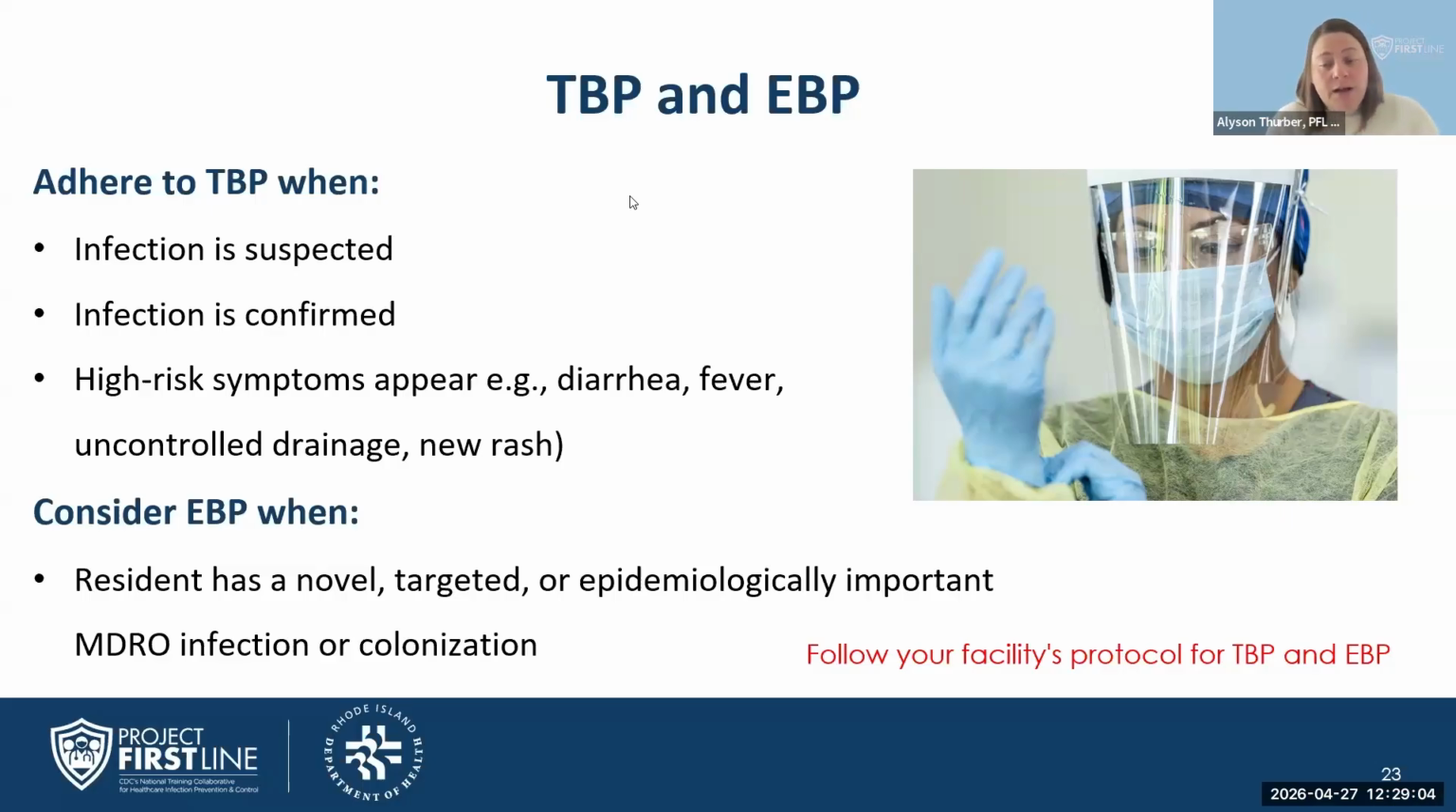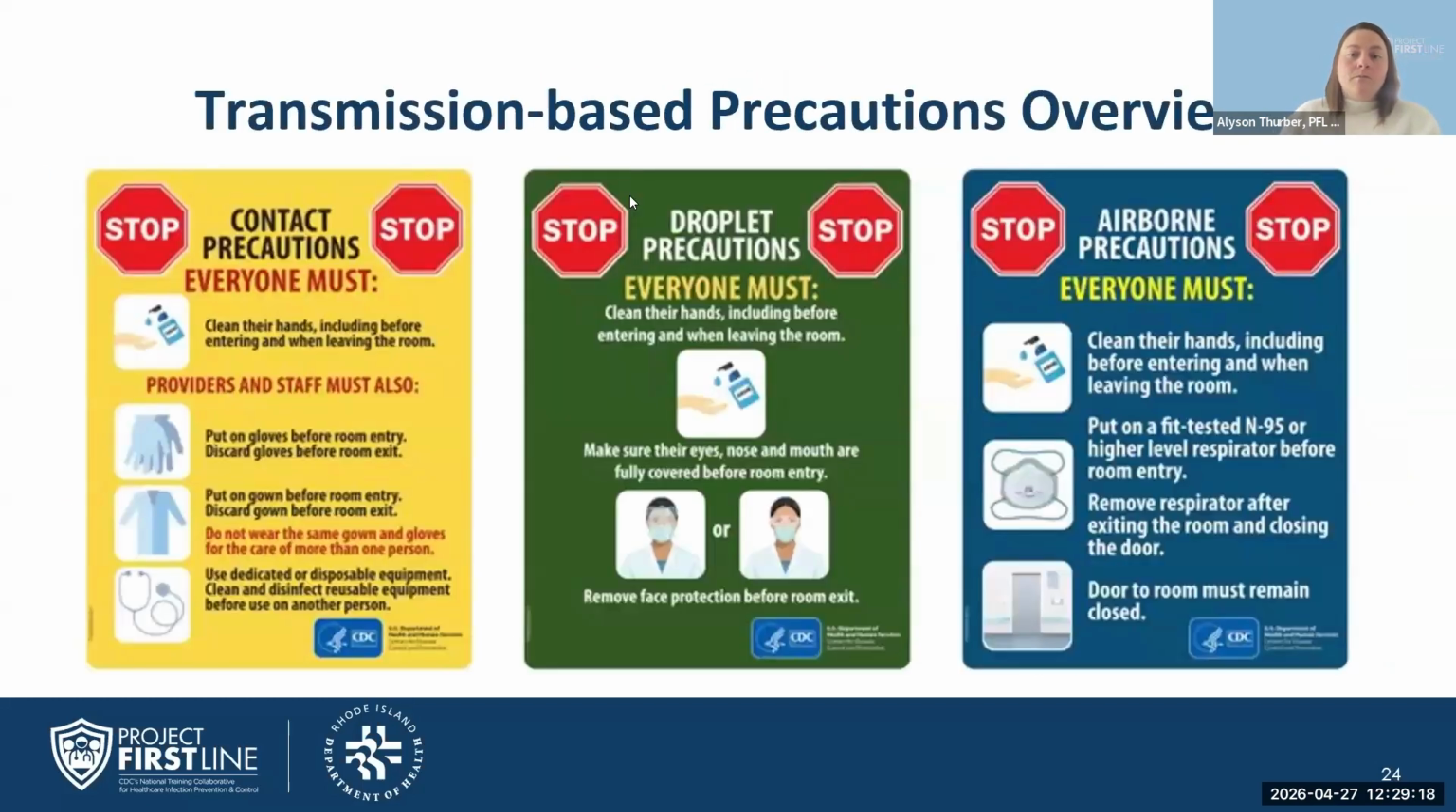Enhanced barrier precautions is recommended for residents with novel, targeted, or epidemiologically important MDRO infection or colonization, even without active symptoms. And we'll review the three types of transmission-based precautions. So before you are examples of the visuals used to communicate the need for precautions and PPE based upon symptoms and or a confirmed pathogen.